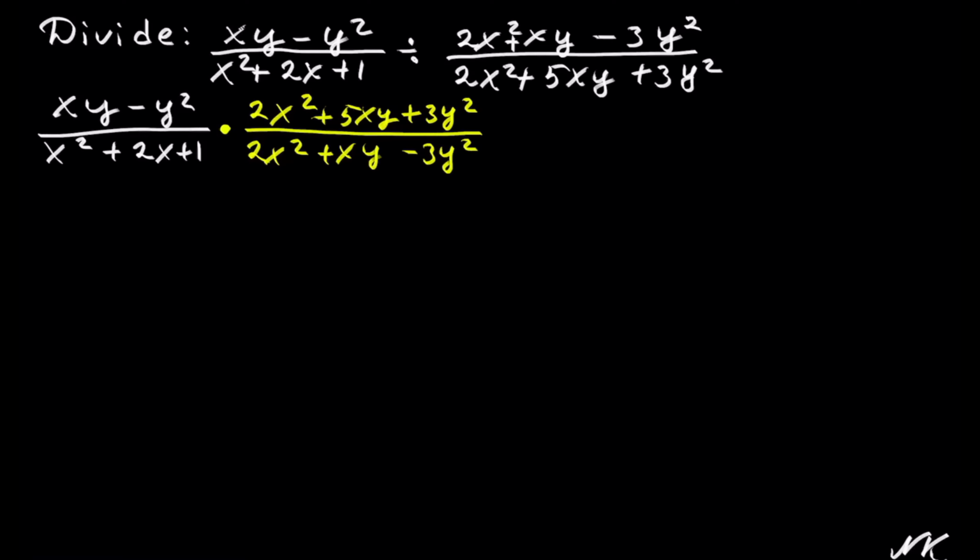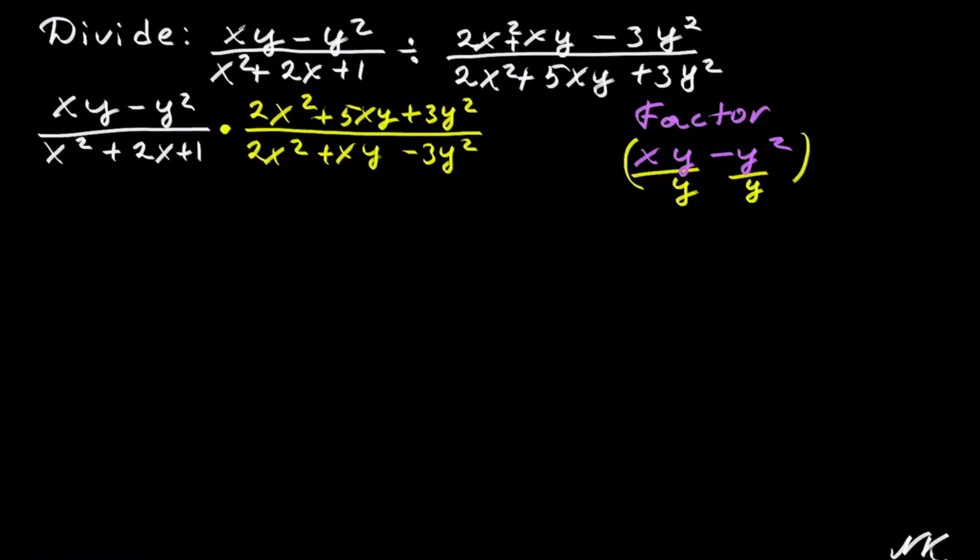Now we can follow the procedure for multiplying fractions by factoring all of the numerators and denominators. On this step we are going to factor, and let's begin by factoring the first numerator, which is xy minus y squared. We can take out the greatest common factor of y from here.